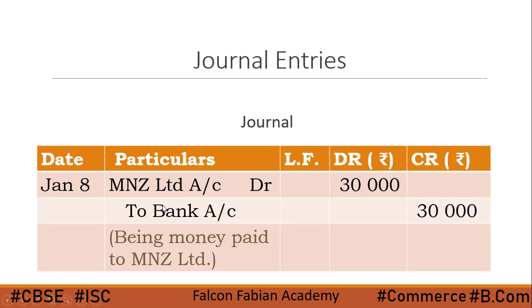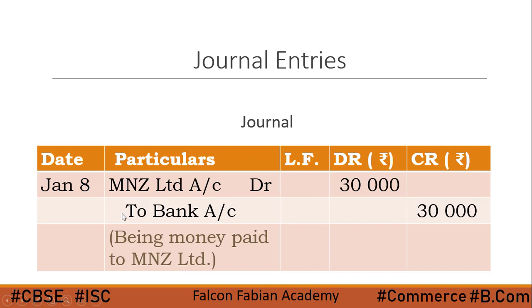Now, let's do the journal entry. So in date we will write January 8. The account to be debited is MNZ Limited followed by A/C, which stands for account, and we will write over here DR, which is a short form or an abbreviation for debit, and in the debit column 30,000. So MNZ Limited's account debit, and in the debit column 30,000.